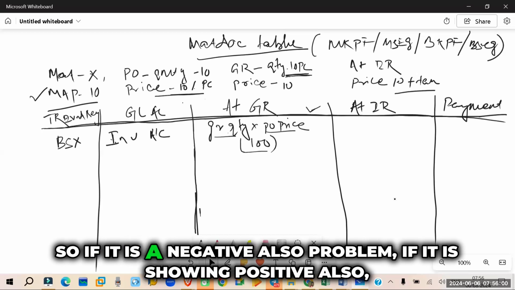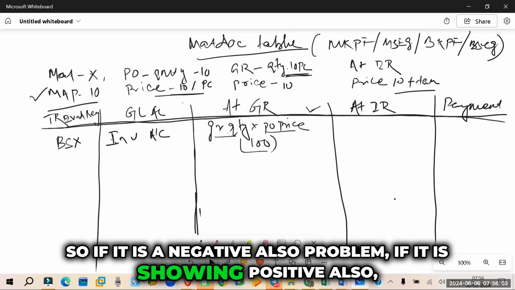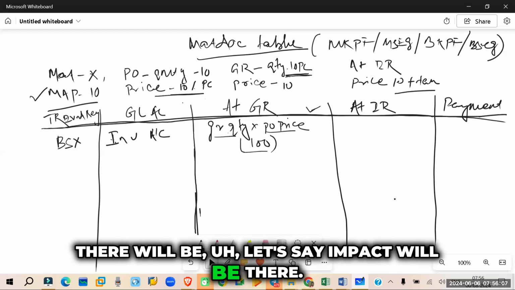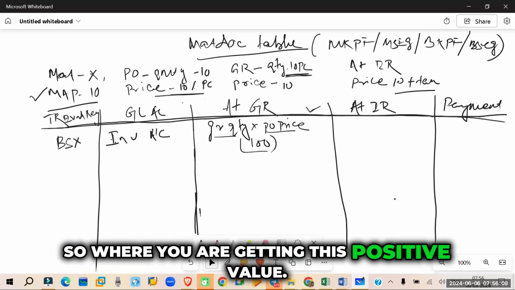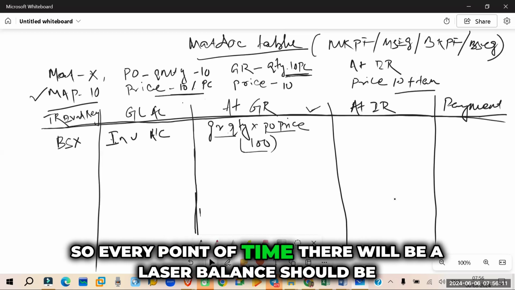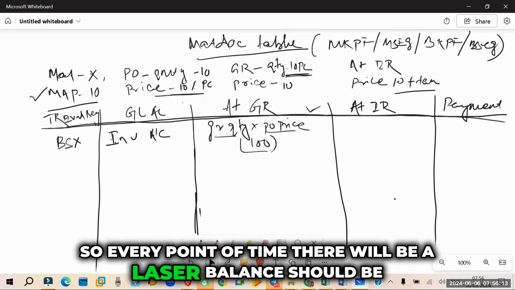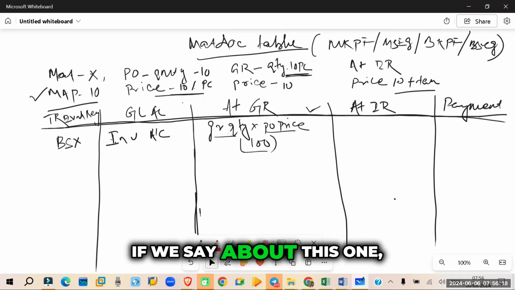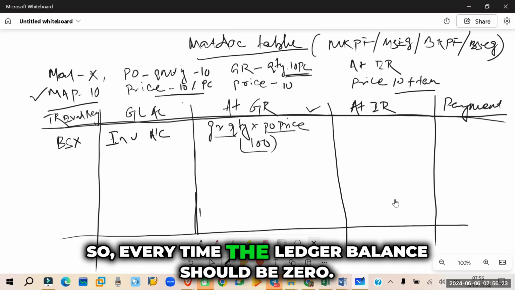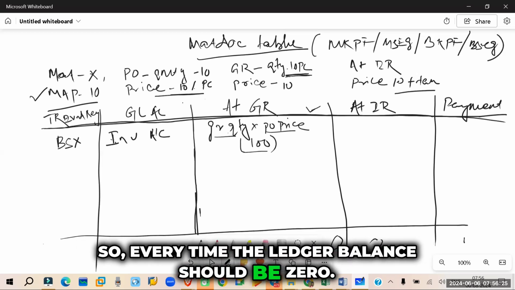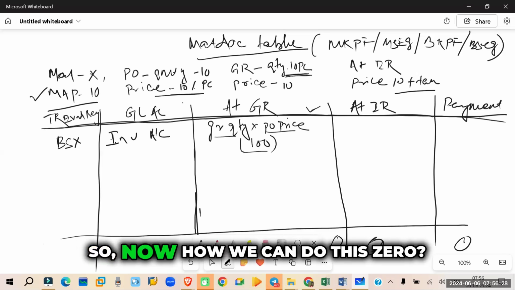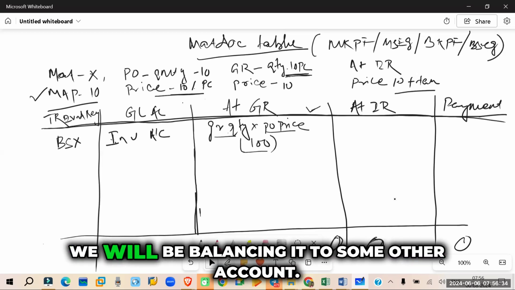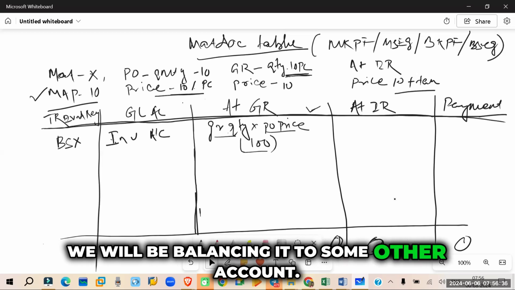If it is negative there is a problem, and if it is showing positive there will also be an impact. So at every point of time the ledger balance should be zero. Every time the ledger balance should be zero. How can we make it zero? We will be balancing it to some other account.